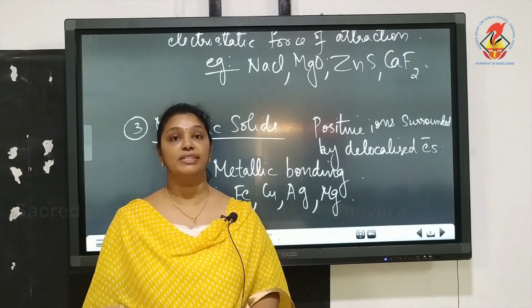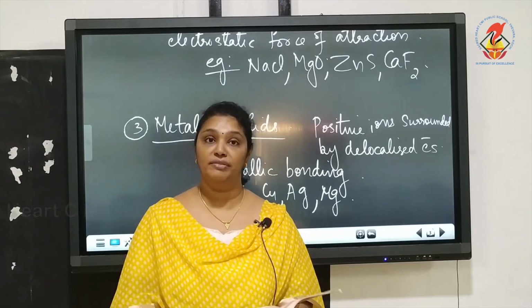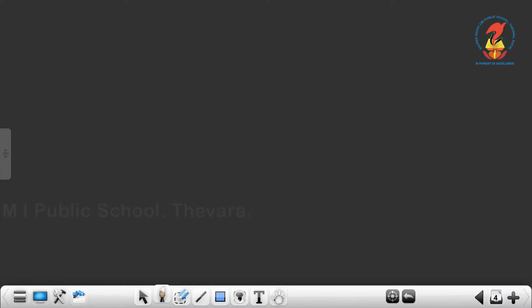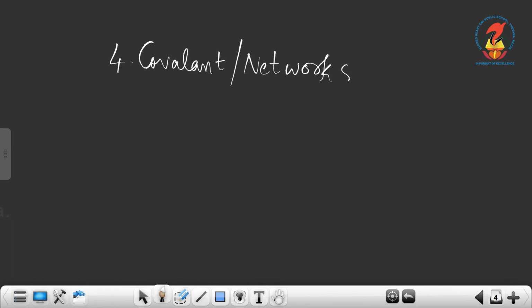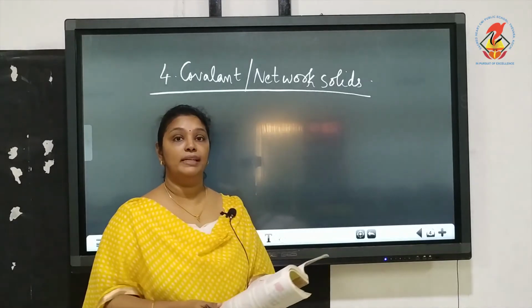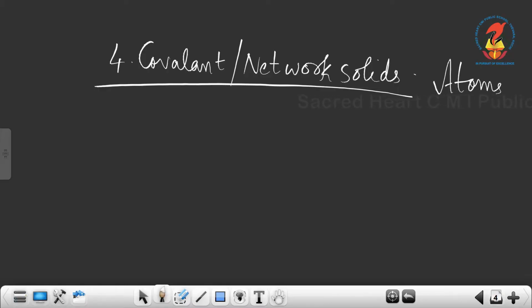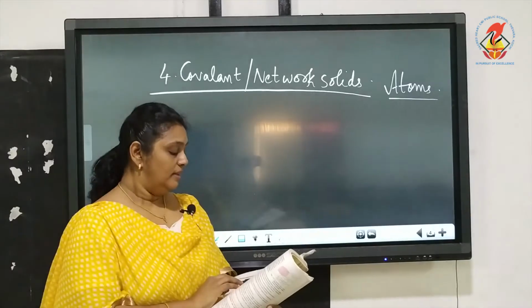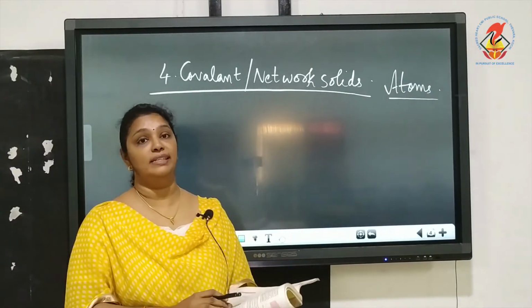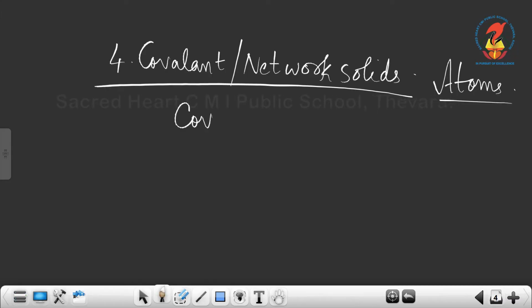Now the last type of crystalline solid is covalent or network solids. Number 4 is covalent or network solids. The constituent particles in covalent or network solids are atoms. And the nature of the force present is covalent bonding.